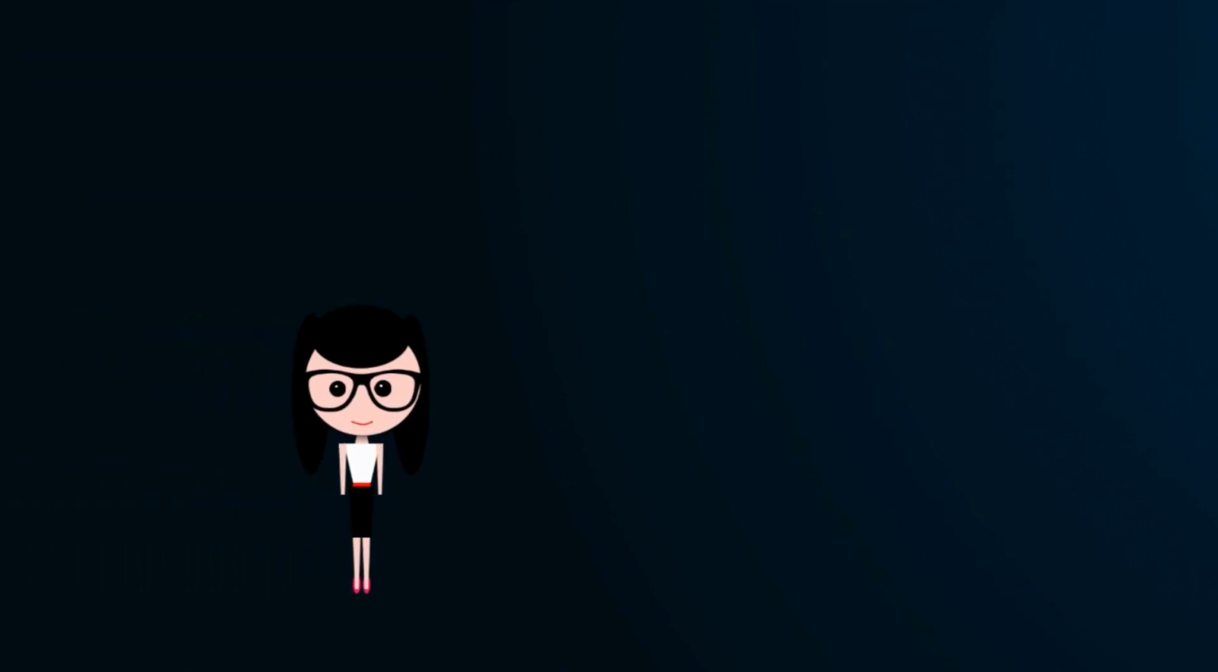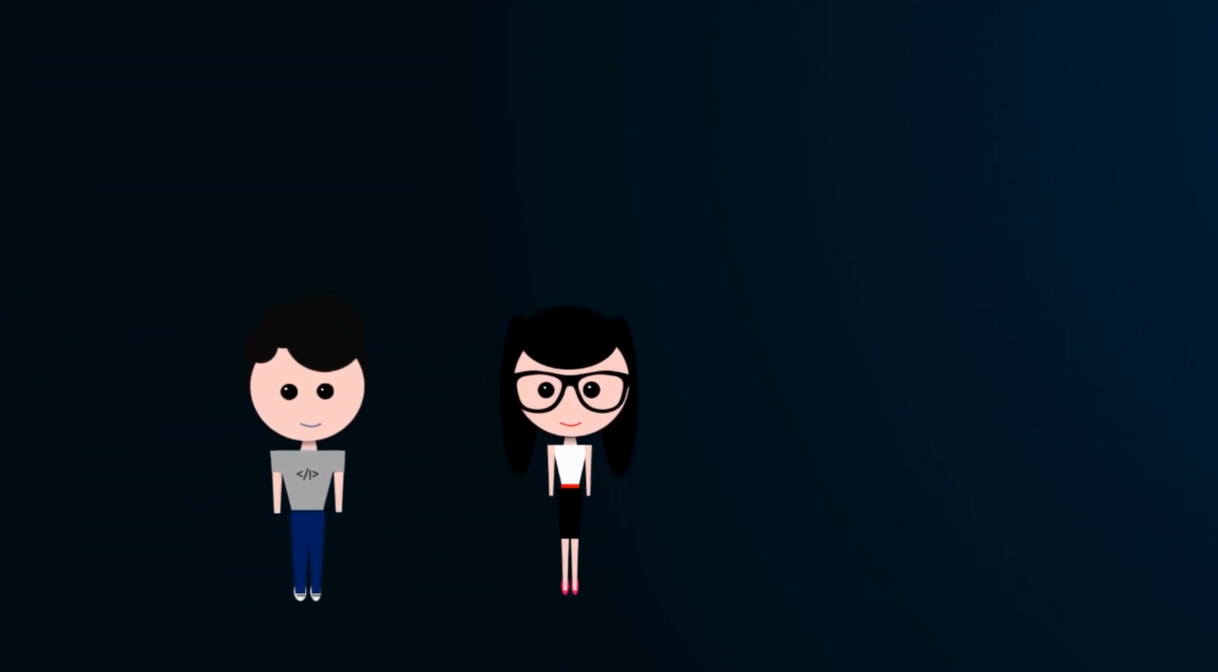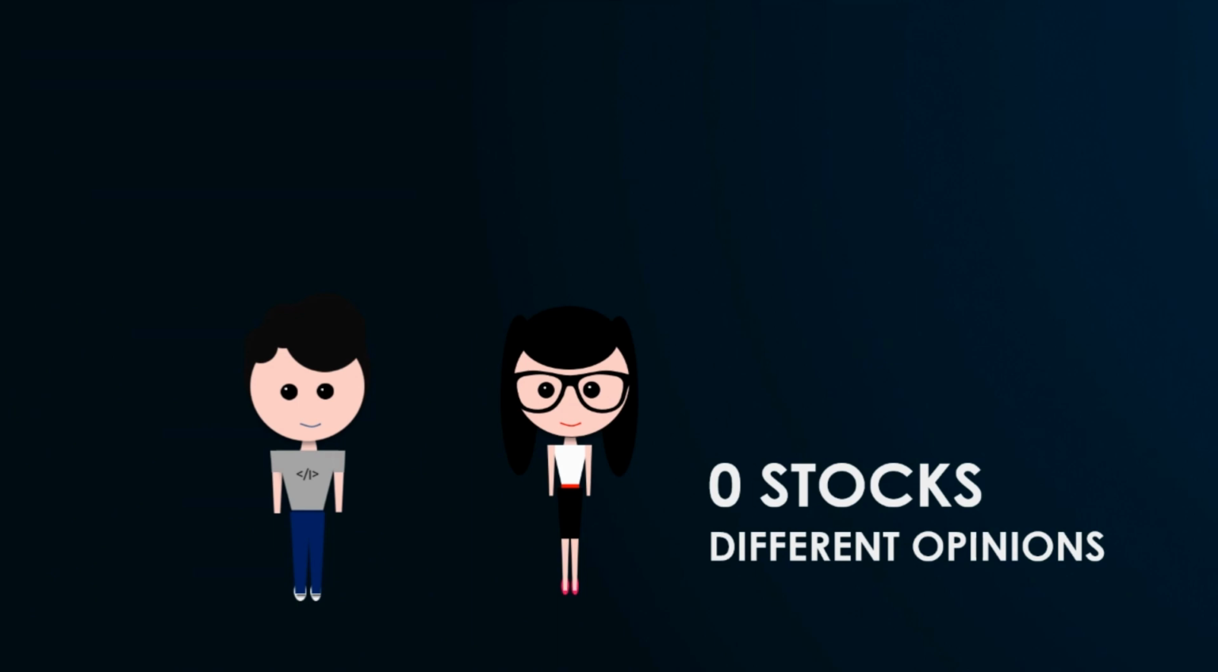Alice and Bob want to invest in the stock market. At the moment, they both have 0 stocks and different opinions. Alice wants to buy 10 Company X stocks, hoping that the price will go up and she will make a profit. This is also referred to as going long.